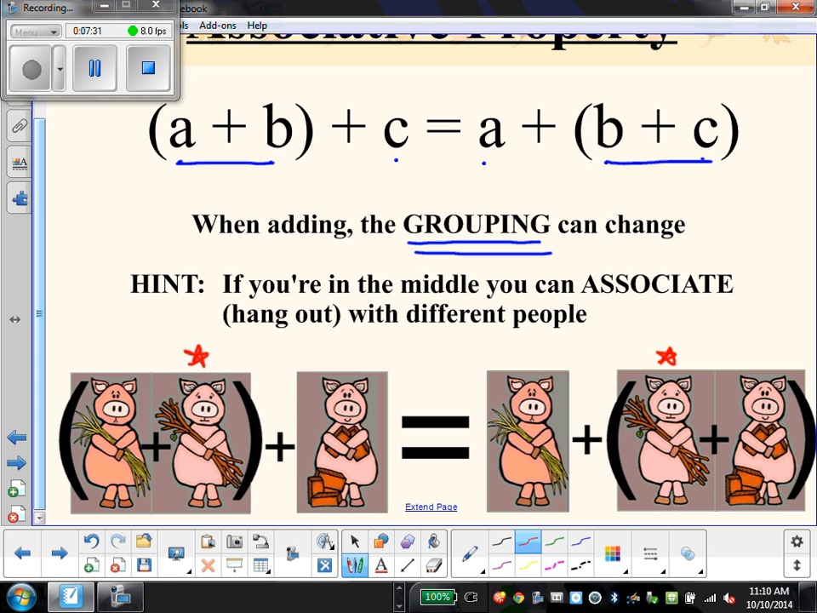Straw, sticks, bricks. Okay? So the pig with the sticks can easily talk to the pig with the straw, or he can easily talk to the pig with the bricks because he is in the middle.